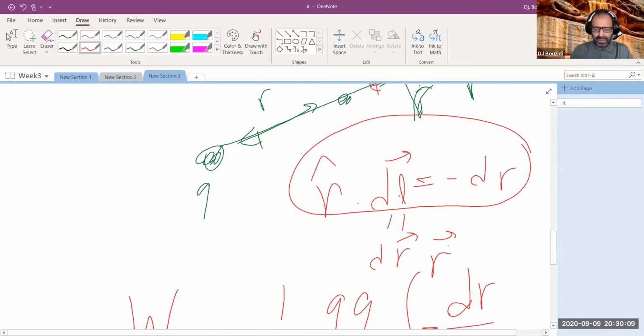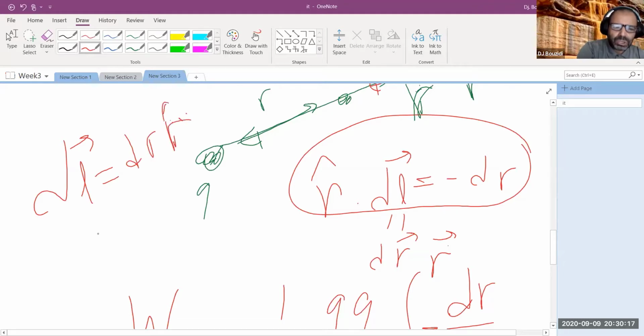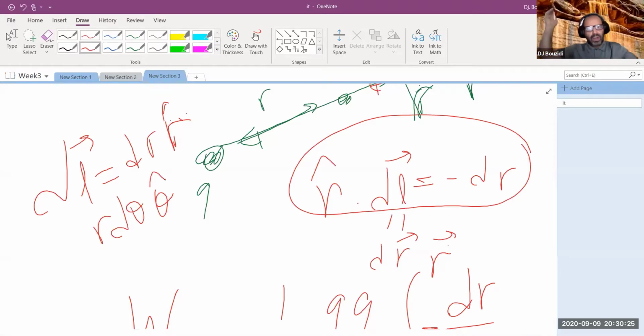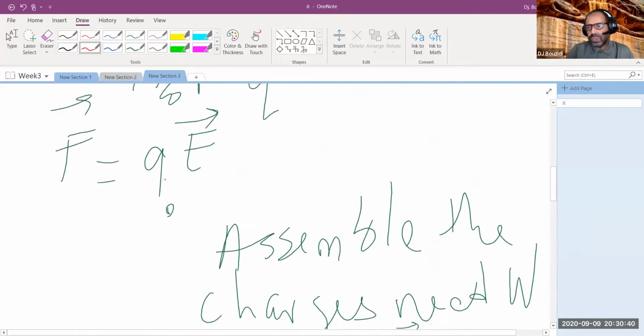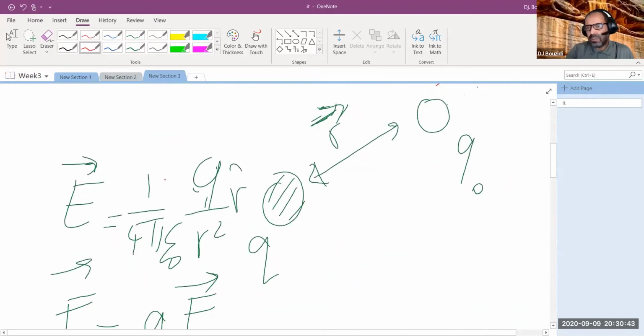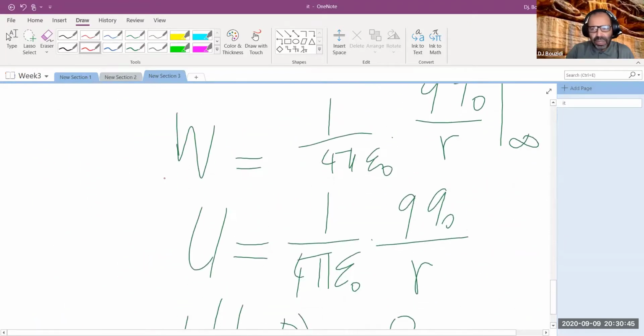Because dl, somebody might say, okay, what happens if dl is actually made up of two displacements? dr in the radial direction plus some r d theta in the theta hat direction or phi hat direction. In this case, this gives you 0 times r hat, so it doesn't matter how much angle you move. The only thing that is going to survive is the dr, the displacement coming closer to the charge. So this work is really independent of how you get from infinity toward the distance r from the charge. So this work doesn't depend on the path.